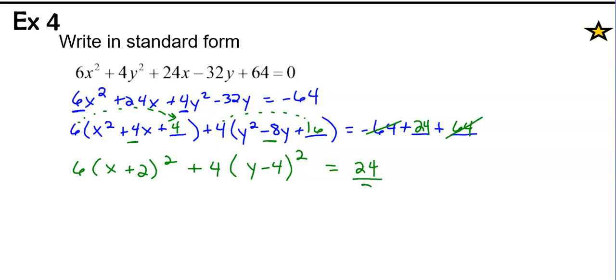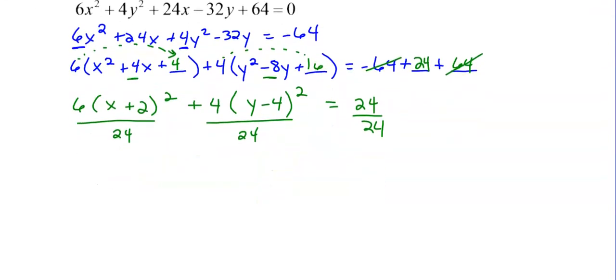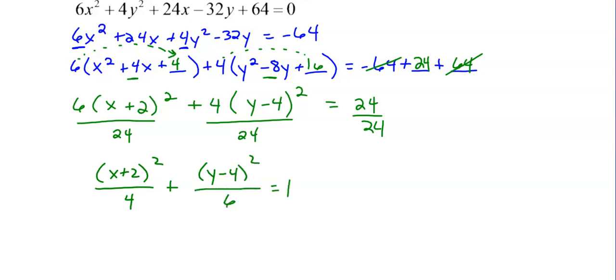Last step, divide everything by 24, because we need our right side to be 1. 6/24, that's the same as 1/4. So x plus 2 squared over 4. 4/24 is the same as 1/6. So y minus 4 squared over 6 equals 1.